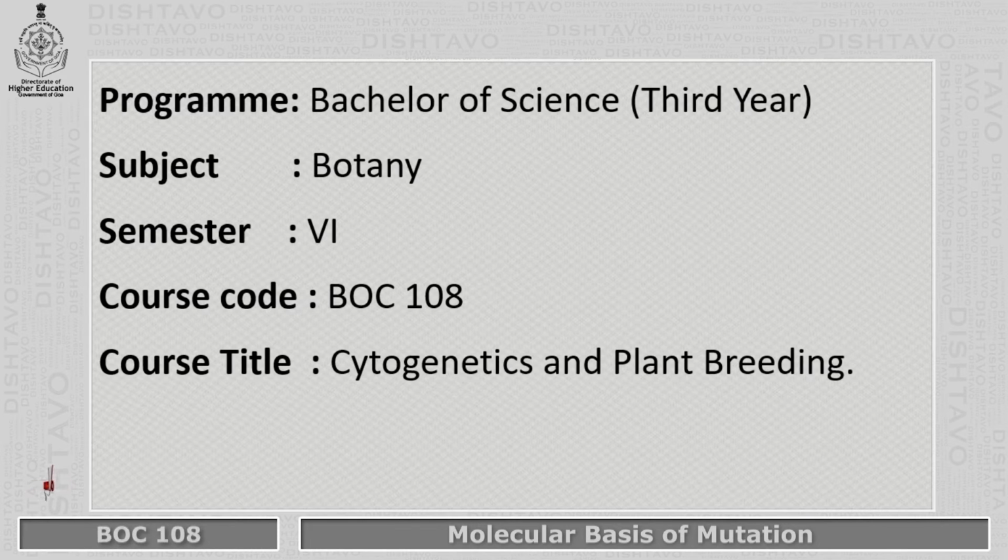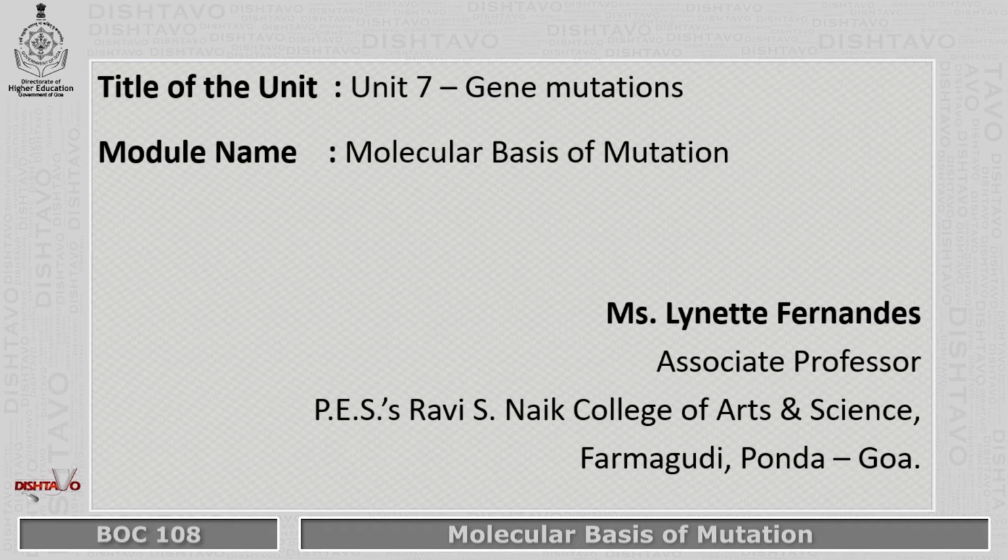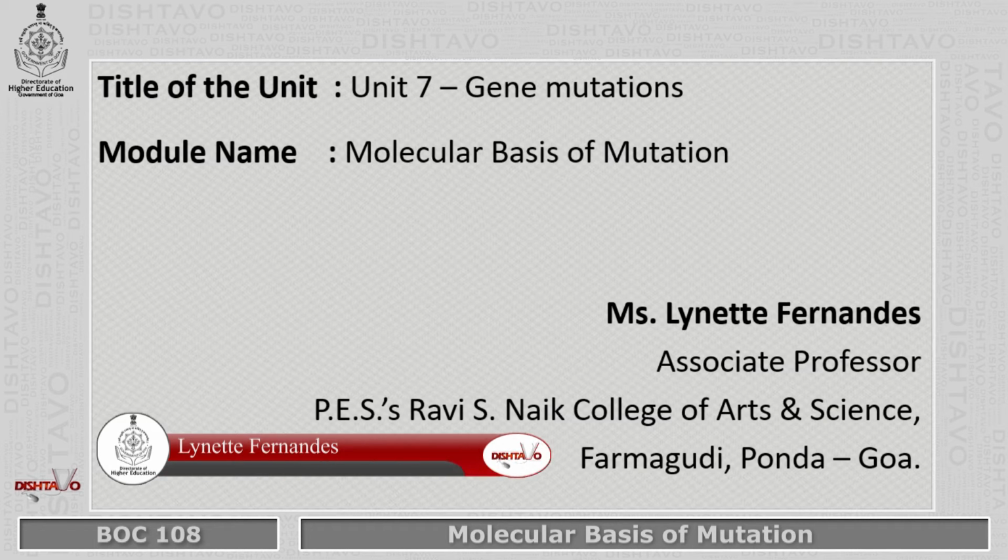This program is for Bachelor of Science third year students, third year BSc, subject Botany, semester 6, course code BOC 108, course title Cytogenetics and Plant Breeding. The title of the unit is Gene Mutations, Unit 7, and Molecular Basis of Mutations is the module name today.